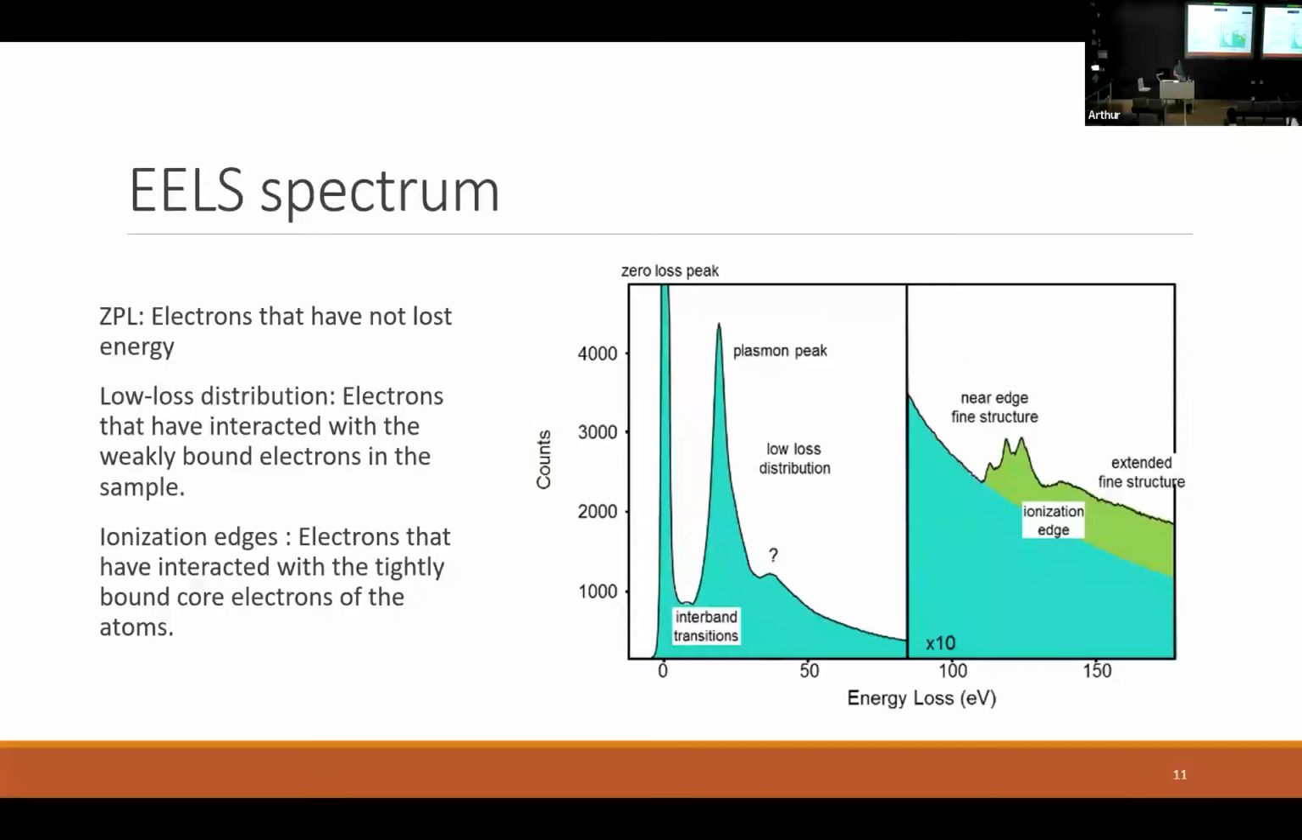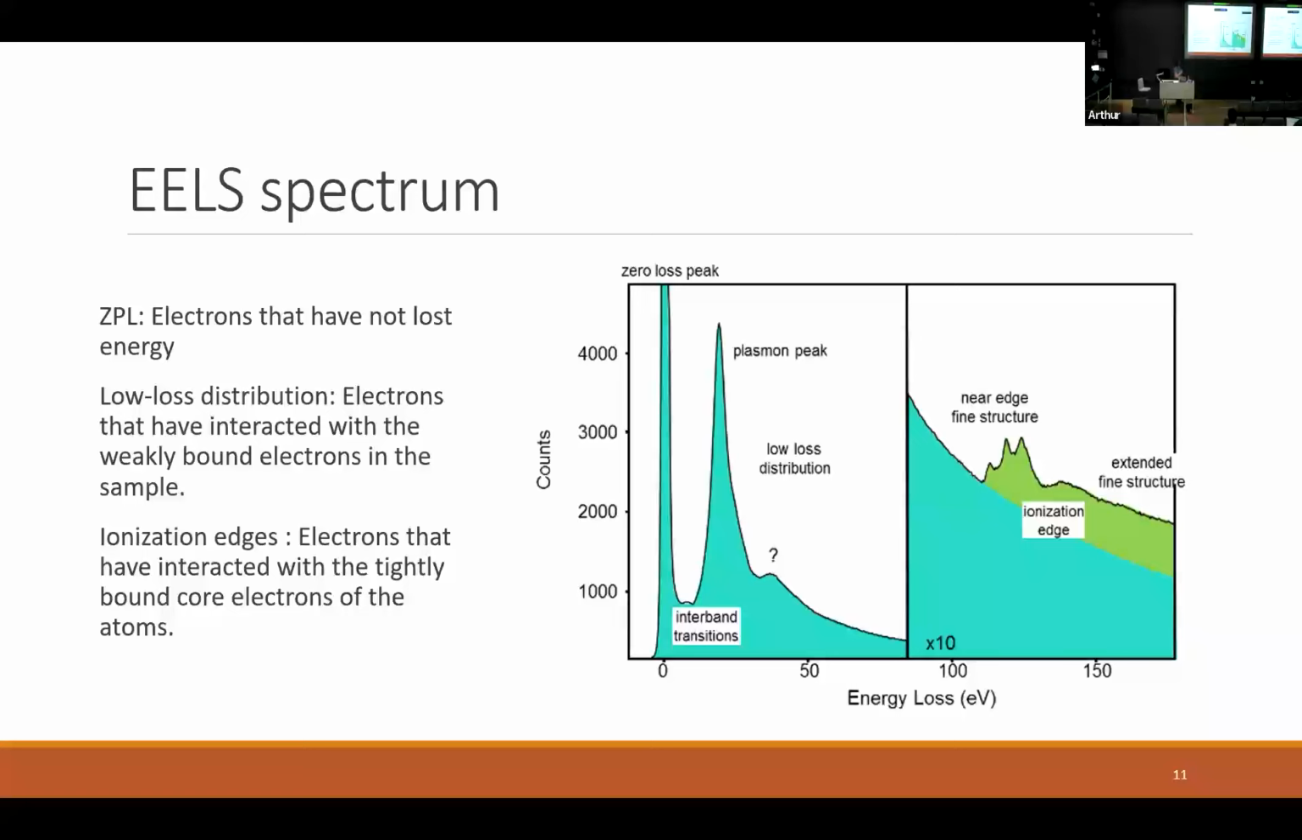So what that gives us is a plot, like the cartoon shown on the right-hand side. Here we have energy loss. So say we start off with 200 kilovolt electrons, we measure the energy of the electron that comes through, and we find that delta. We plot that along this x-axis, and then we just plot counts on the y-axis. And it gives us something that looks like this.